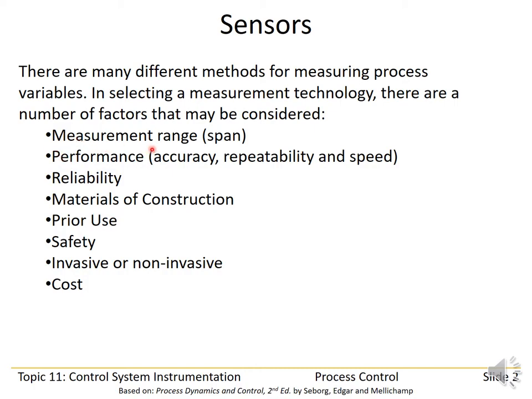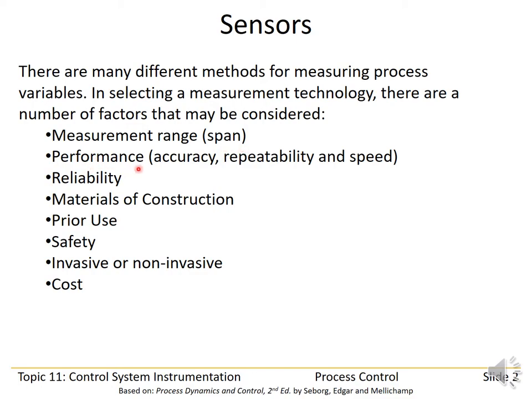The first is measurement range or span. That's the range of values of the measured variable that the instrument can make an accurate measurement. Some instruments can only provide an accurate measurement over a narrow range of values of the measured variable, and others can provide an accurate measurement over a wider range. Of course, you'll want to make sure that an accurate measurement is possible over the entire expected range of values of the measured variable.